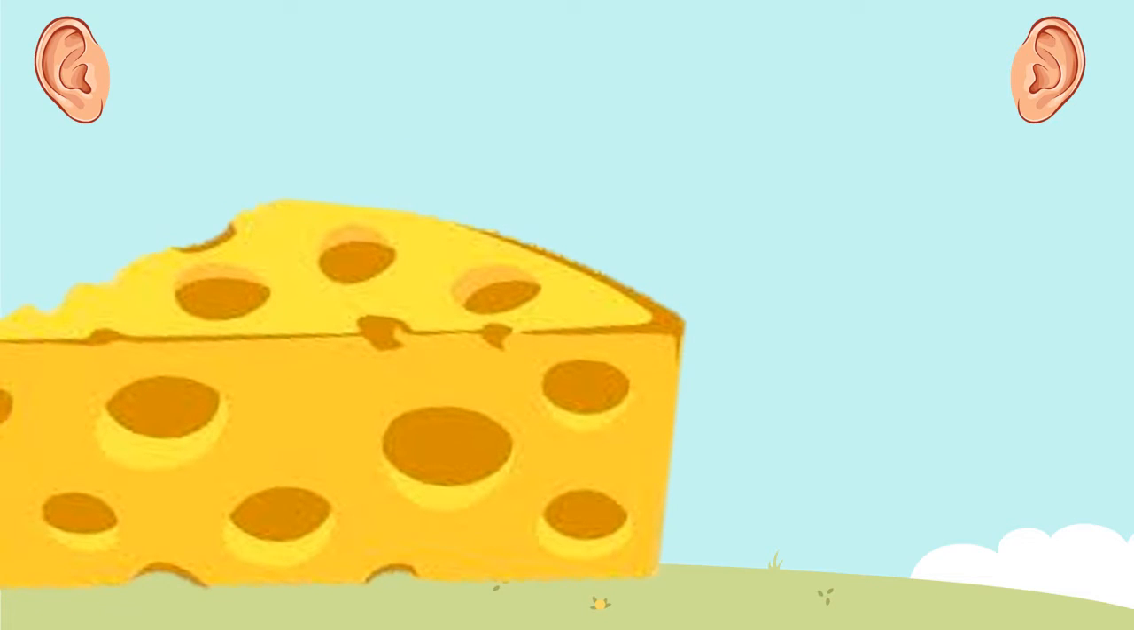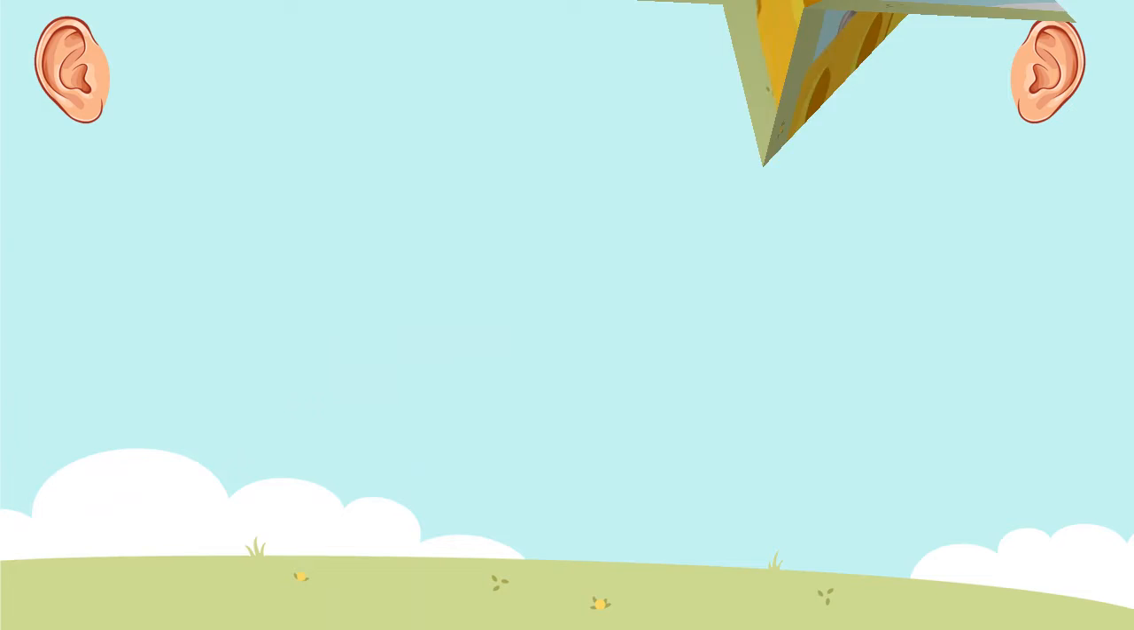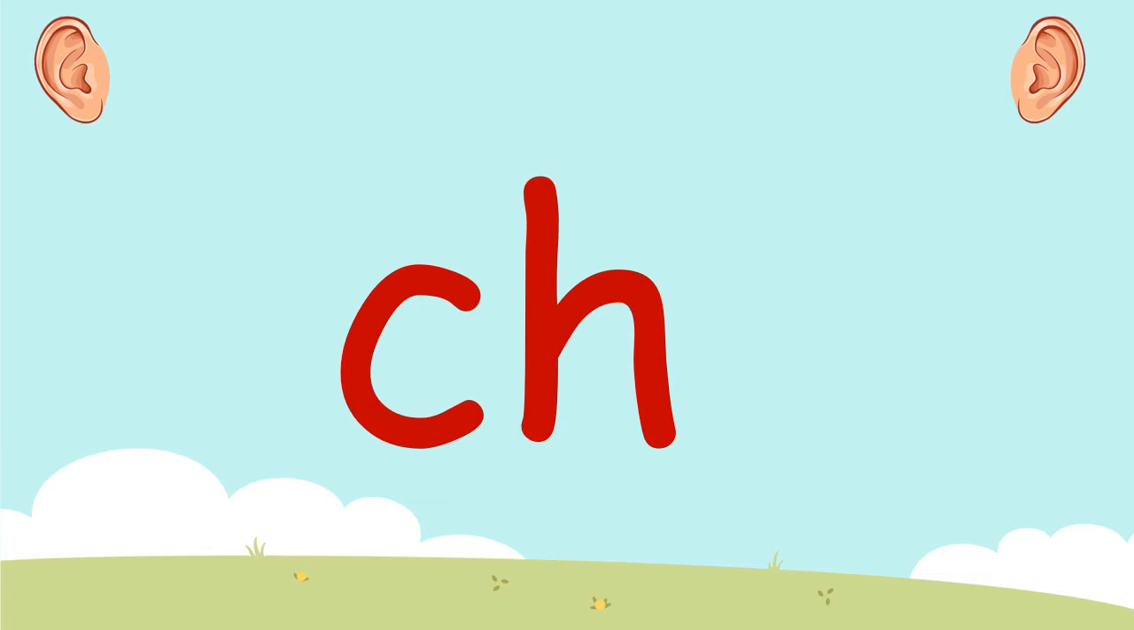Here's our first one. You know what that is, don't you? That is cheese. Ch, cheese. Can you say cheese? Good job. That begins with a CH sound, the ch sound. Let's look at some more. Remember, we're doing the ch sound. What's that sound? Ch. When CH are together, it's ch.